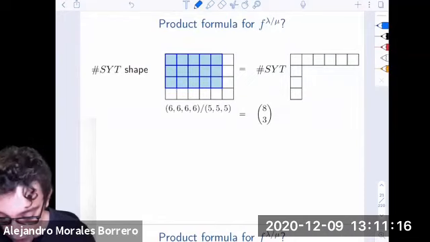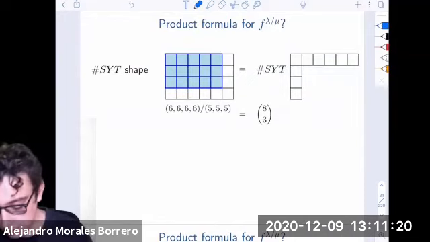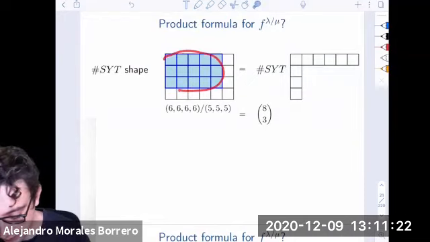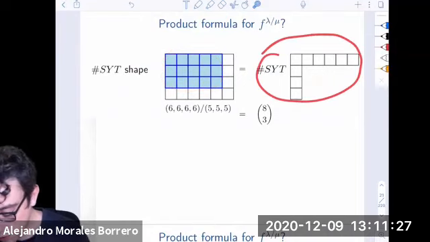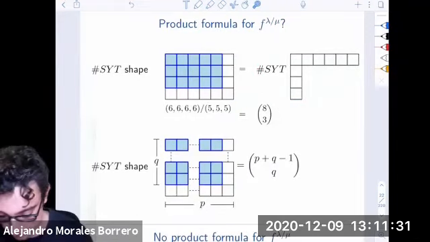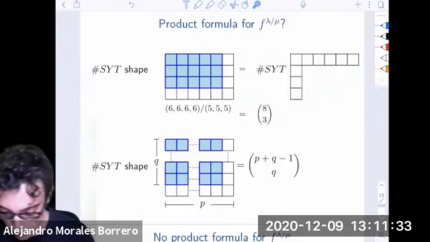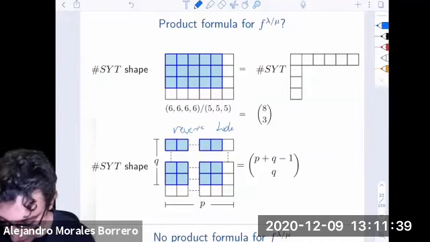Well, one example of a skew shape is a reverse hook, because you take a rectangle and you remove a smaller rectangle. But by rotating, by symmetry, it's the same as counting the number of standard tableaux of a hook shape. So it's also given by a binomial. So let's call this a reverse hook. It's also nice. So that's encouraging.